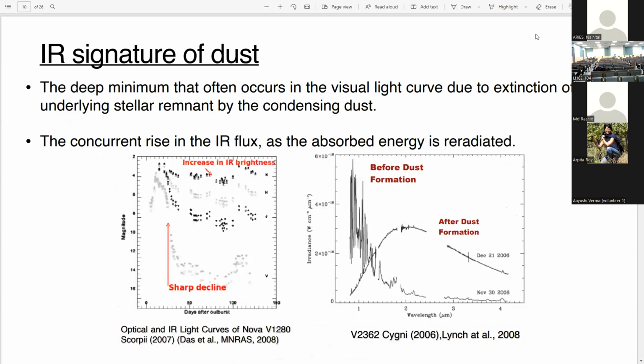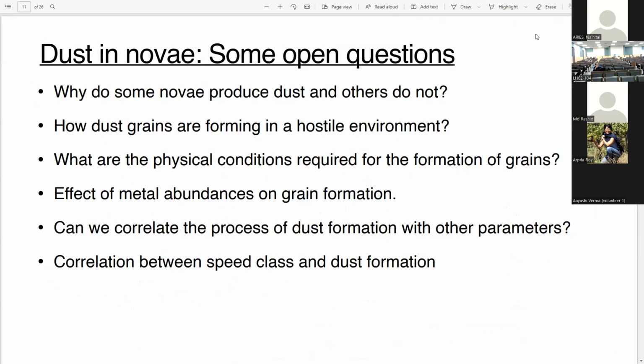As I've shown in the previous slide, we observe a dip in the visible light curve. Simultaneously, we see a rise in the IR flux as the absorbed energy is re-radiated in the infrared. Now, this leads to some open questions here. Why are only some novae forming dust and others do not? And how is the dust forming in these hostile environments? What are the physical conditions which are required for the formation of dust? And is there any effect of metal abundance on the grain formation?